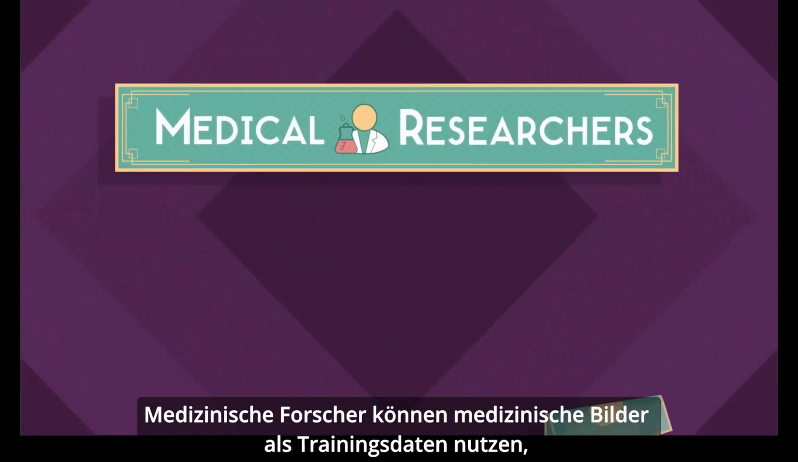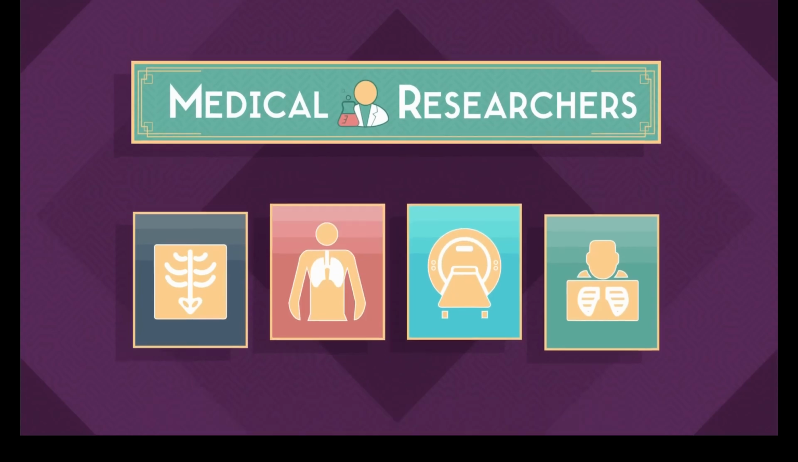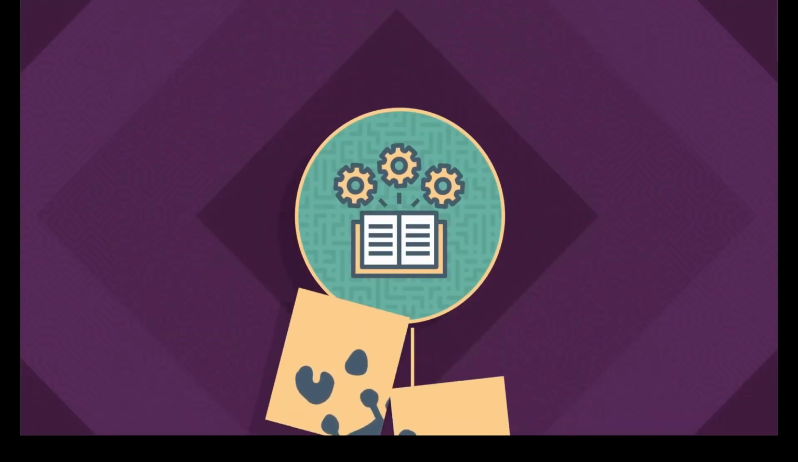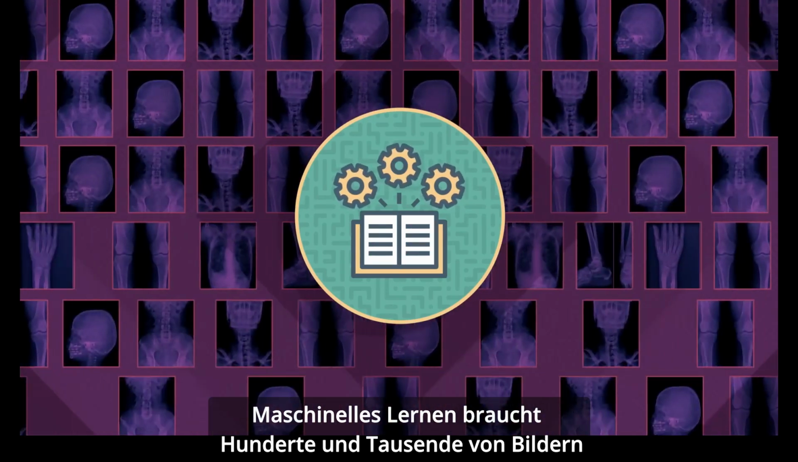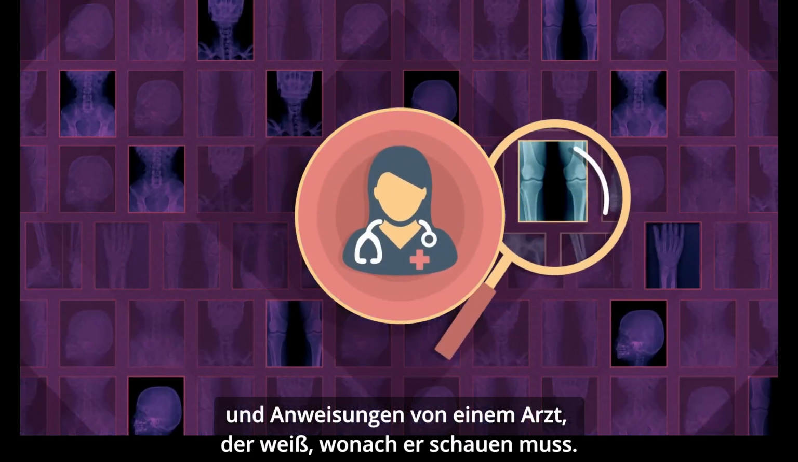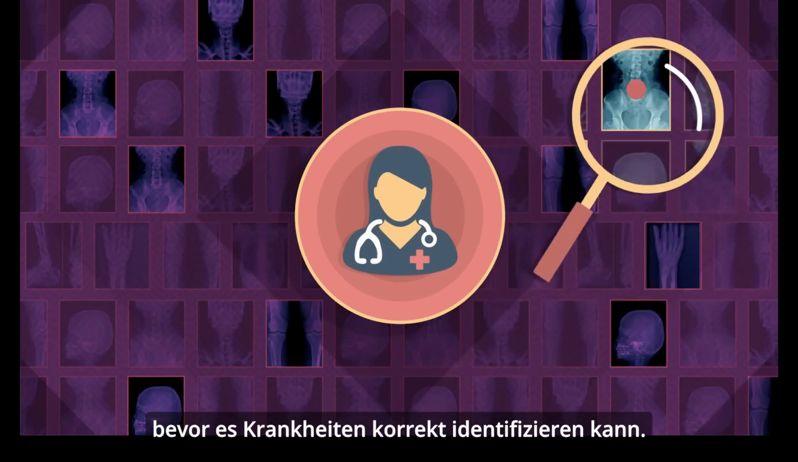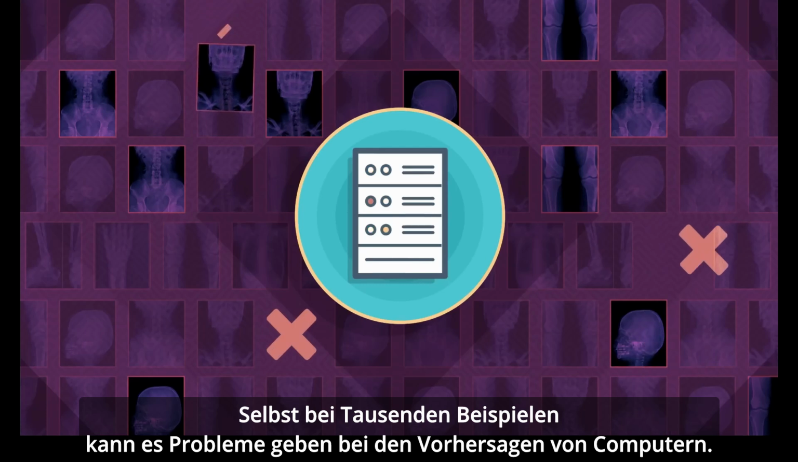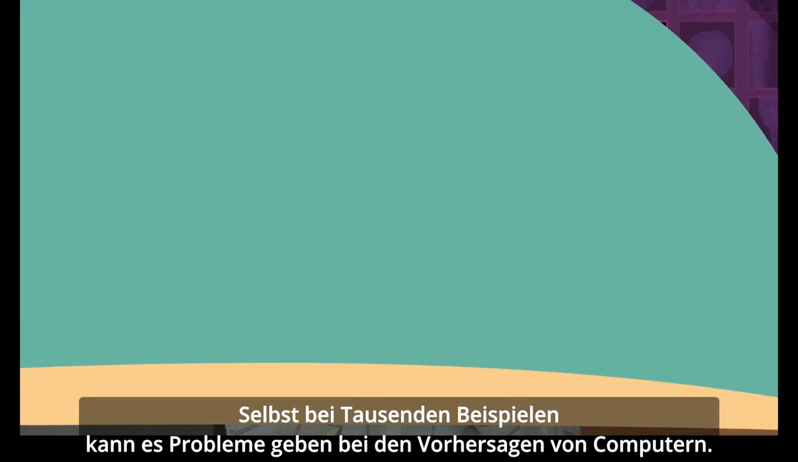Medical researchers can use medical images as training data to teach computers how to recognize and diagnose diseases. Machine learning needs hundreds and thousands of images and training direction from a doctor who knows what to look for before it can correctly identify disease. Even with thousands of examples, there can be problems with the computer's predictions.